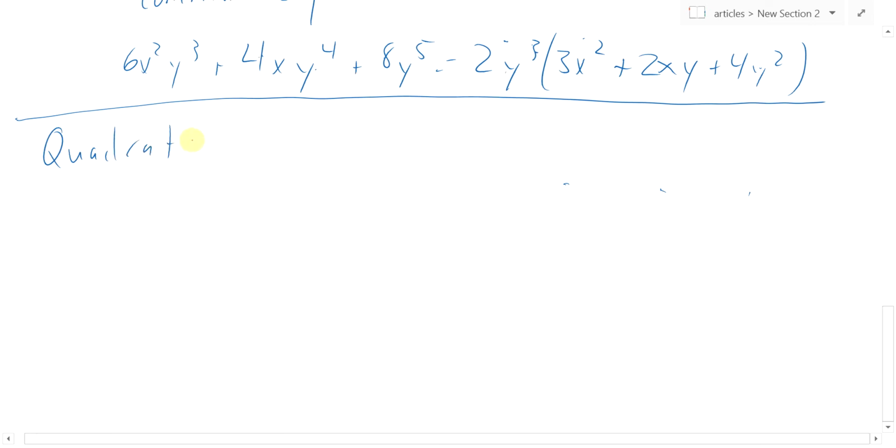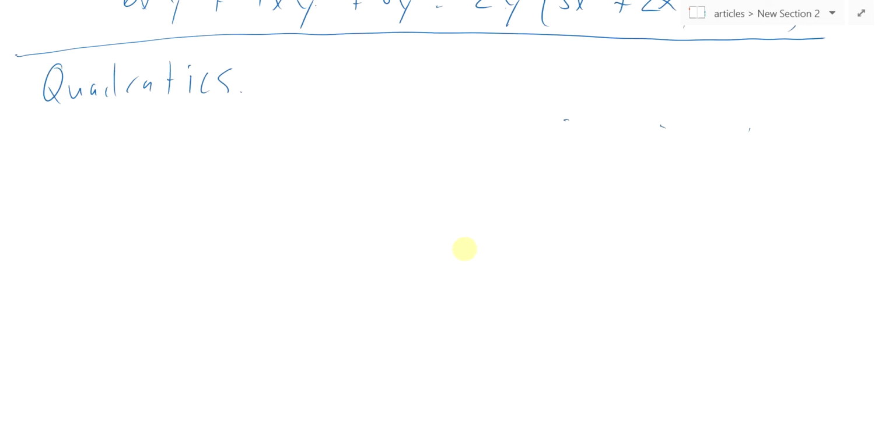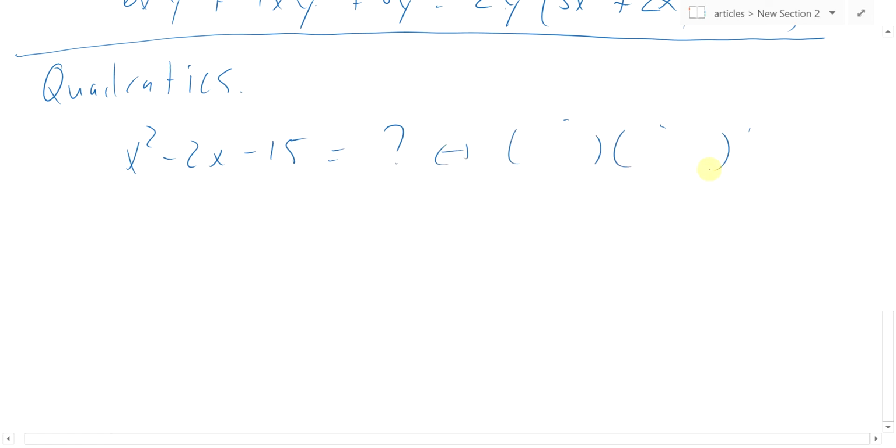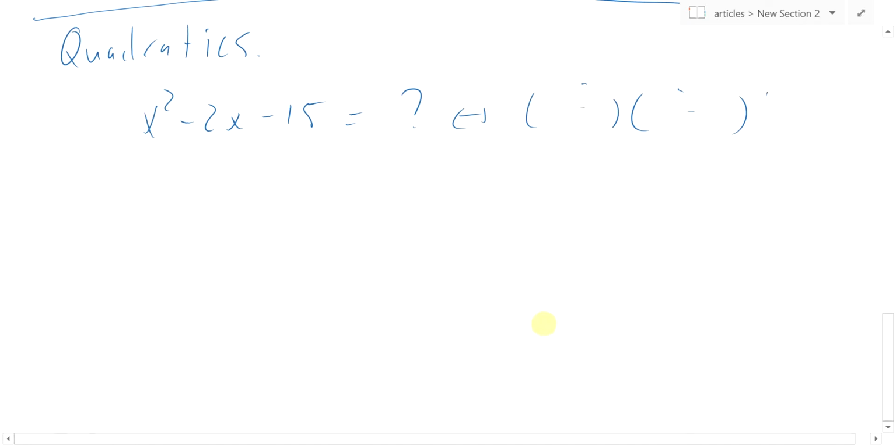In quadratics, factoring quadratics is mostly practice. So we'll start with this. x squared minus 2x minus 15 equals what? Well, it should be parentheses, right? And x plus something in here, x plus something in there. But how does distribution work?